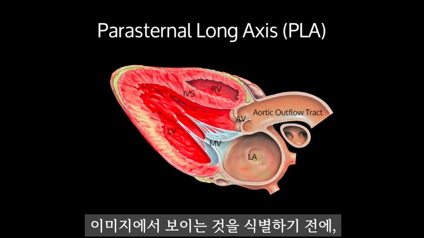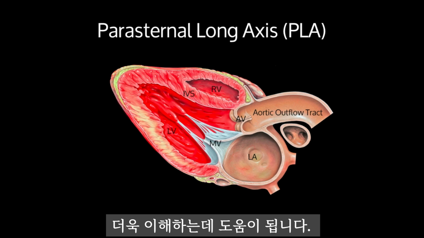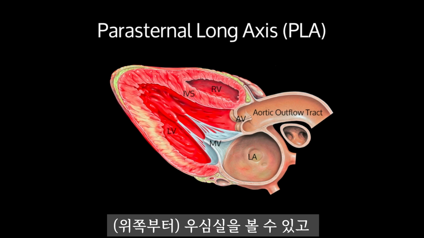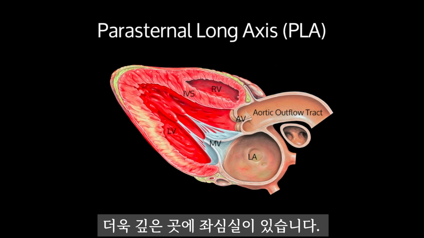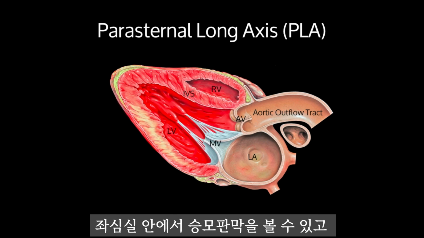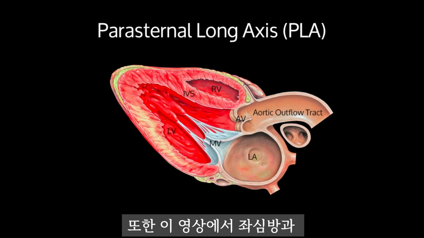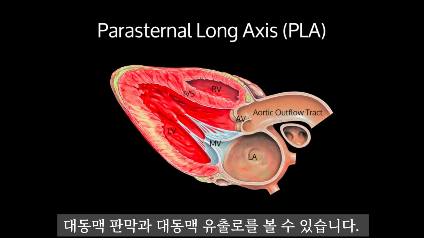Before we go identifying what we see on the image, it may be helpful to see a schematic representation of the ultrasound image. We will see the right ventricle with the left ventricle beneath or deeper to it, and the interventricular septum in between. In the left ventricle, you can see the mitral valve and sometimes the papillary muscles. To the right of the mitral valve, you will see the left atrium. In this image, you can also see the aortic valve and the aortic outflow tract.